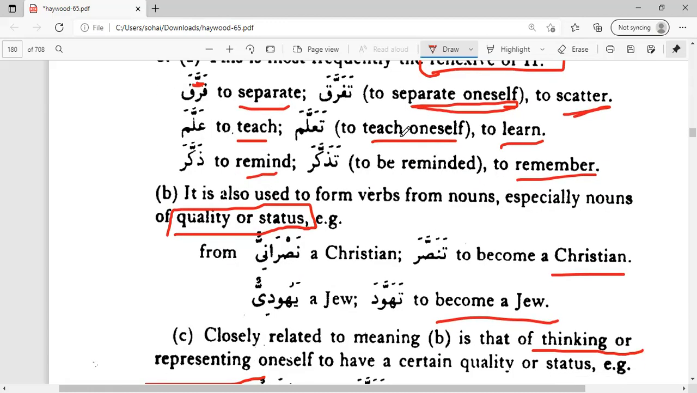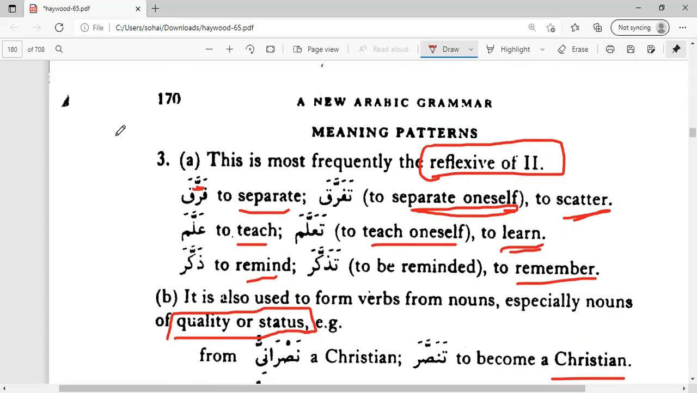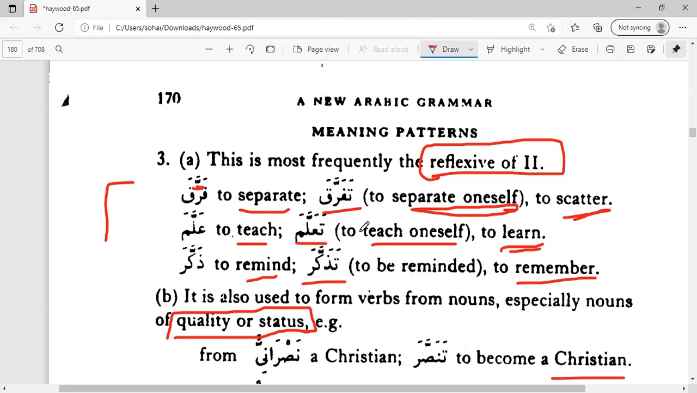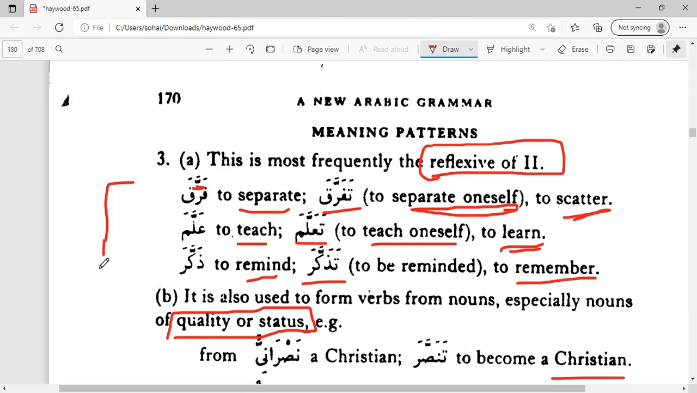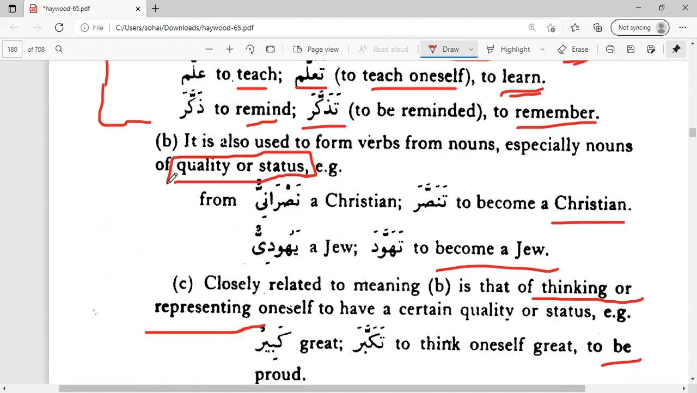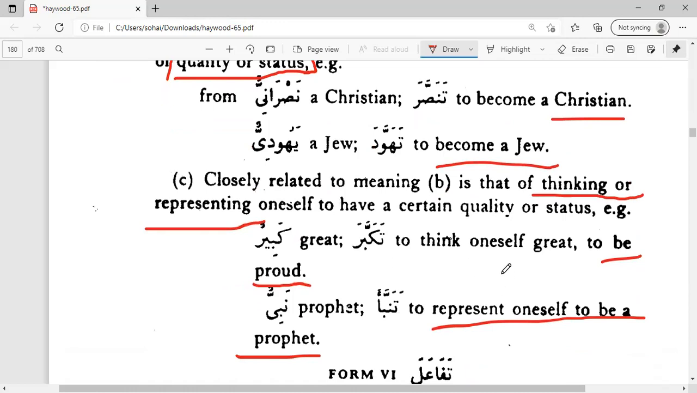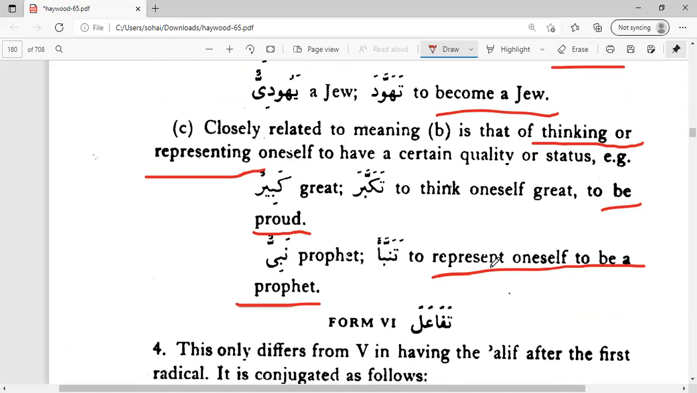For example, ta'allama means to learn. It's hard to think of a passive for that. So mostly when you see this form, it'll only be in the active form. But don't forget, when we talk about these pattern meanings, this is the majority of times. So it can sometimes take a passive at times. Does it make sense?